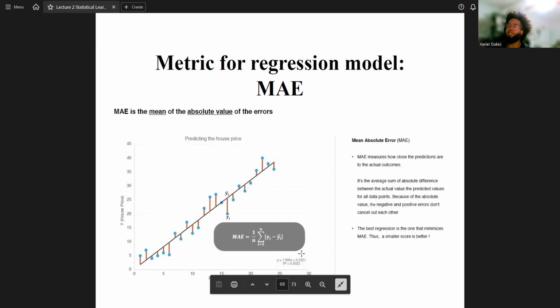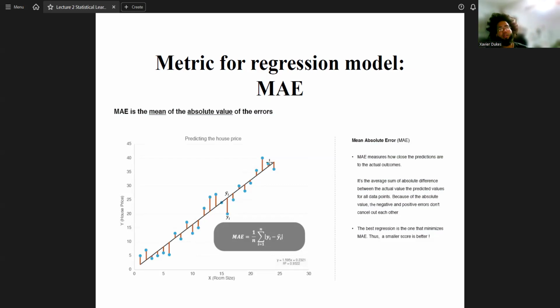The reason why we take the absolute value is because, let's say I have these two data points. We have this data point, okay? And then we have this data point.